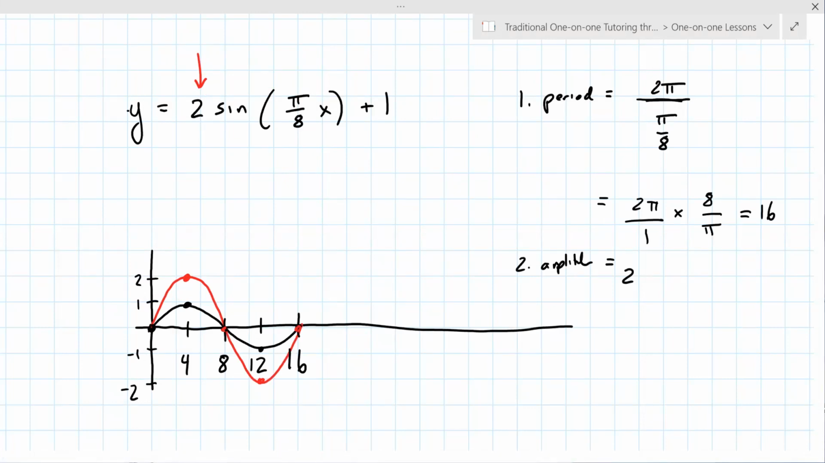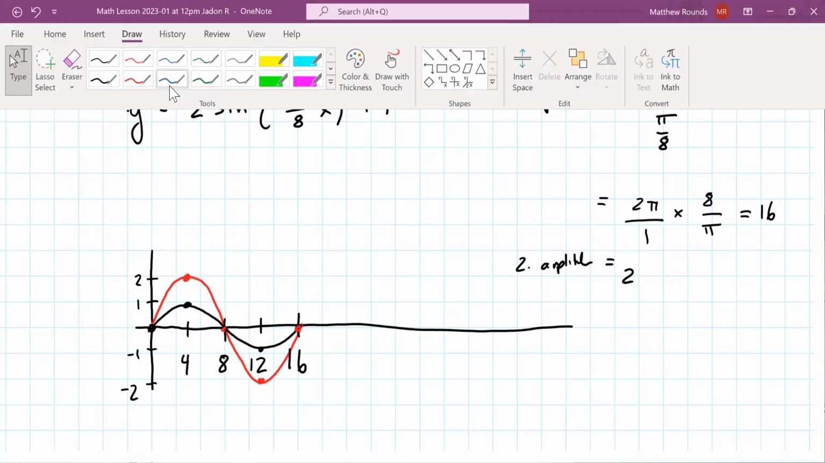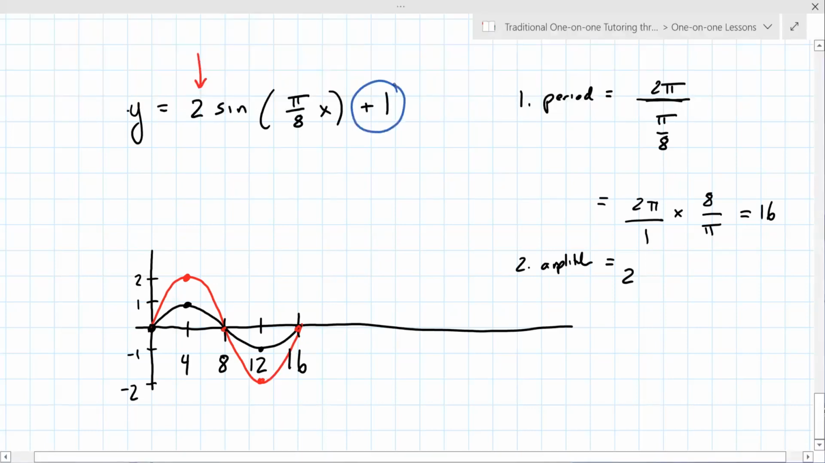And then something new, something we have not talked about here, is this +1. Do you remember from class what that is? That just moves it up. Yeah, the whole graph gets moved up one. Exactly. So vertical shift is what we would call it. You could say up 1. Very important to wait till the end. It has to be done after the other stuff. That's why I didn't even show you it until now. So you literally move every point up 1. Something like that.